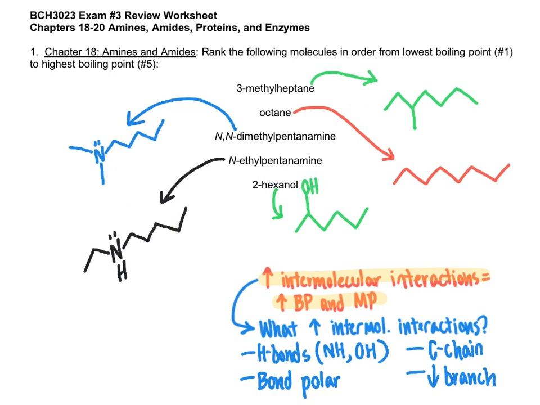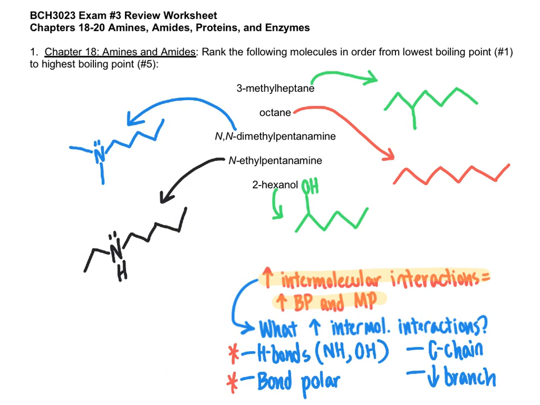So now, thinking about comparing and contrasting intermolecular interactions amongst these, so that we can go from lowest boiling point to highest boiling point, which of these is going to have the highest boiling point? To come up with the highest boiling point, we need to find what is going to have the greatest intermolecular interactions. If we rank these, hydrogen bonding and bond polarization are the highest priority in determining intermolecular interactions, and carbon chain length and decreased number of branches are lower priority in determining how great the intermolecular interactions are.